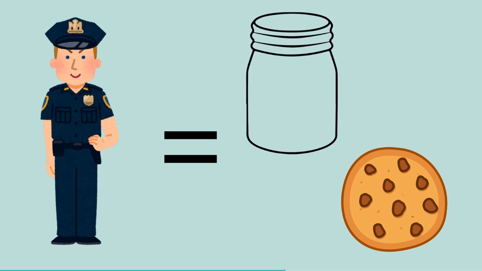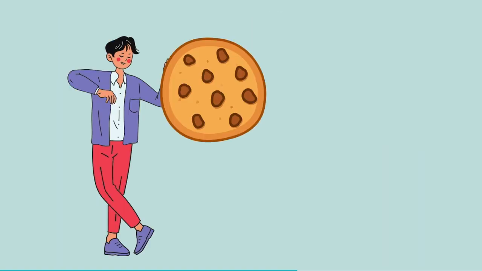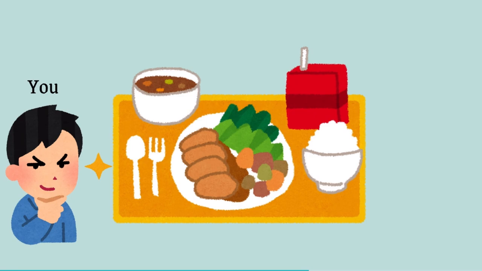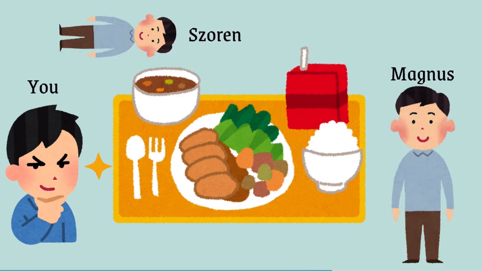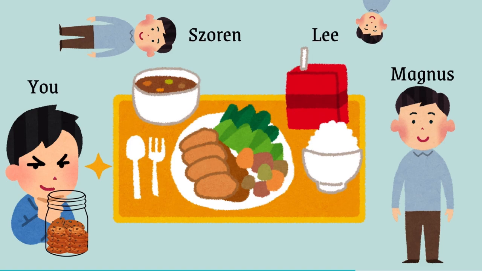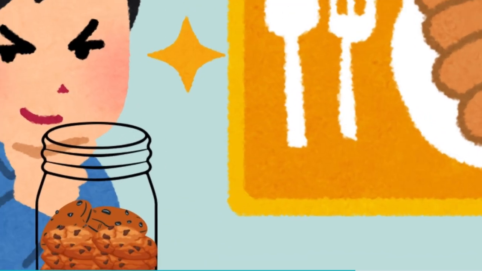Well, if our hypothesis is that Bob keeps eating our cookies, we need to test that, right? First, we can go eat lunch with three friends: Magnus, Zoran, and Lee. We call this our control group. It's a group where Bob, the independent variable, is not present. We bring 10 cookies with us to lunch, but we don't give them any. Afterwards, we count how many cookies we have left.